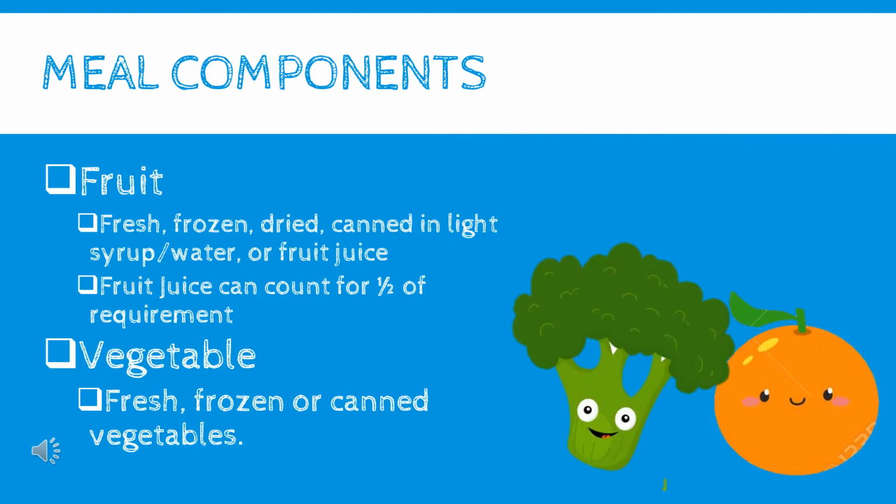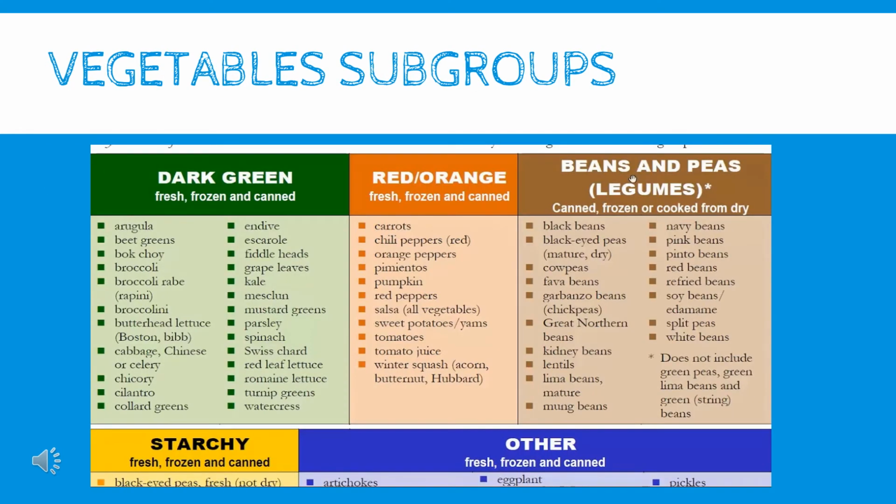Fruits and vegetables provide dietary fiber, vitamin C, potassium, vitamin A, and folic acid. For the fruit component, children can be offered fresh, frozen, dried, and canned in light syrup or water, or fruit juice. Fruit juice can count for half of requirements. For the vegetable component, they can be offered fresh, frozen, or canned vegetables. A vegetable from each color group must be offered throughout the week.